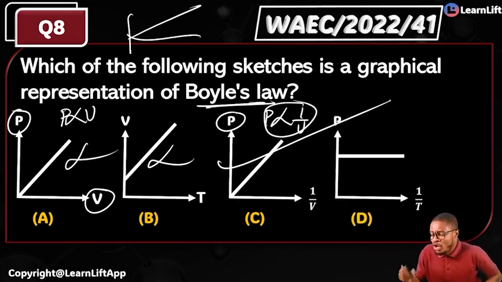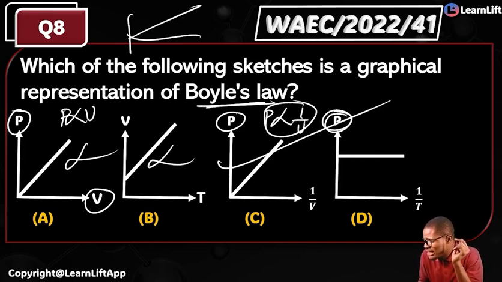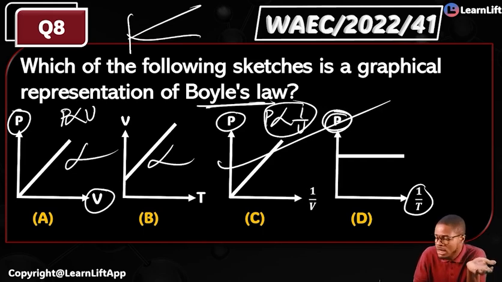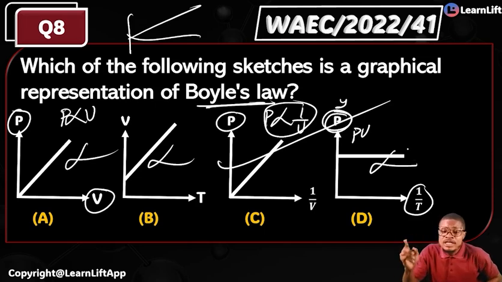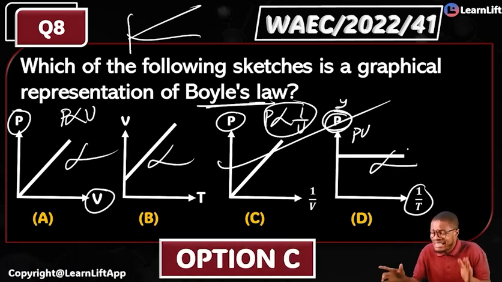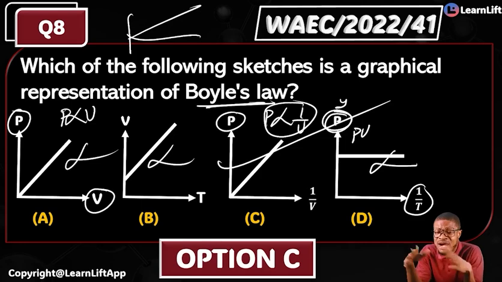Look at option D. Option D has given us a straight line here, and here is just P, and then here is 1 over T. No, that cannot be it. What we need on the y-axis is PV, and on the x-axis we expect either P or V. So this cannot be the answer. What is the correct answer? Option C is the answer. Easy and direct. You are out of there.